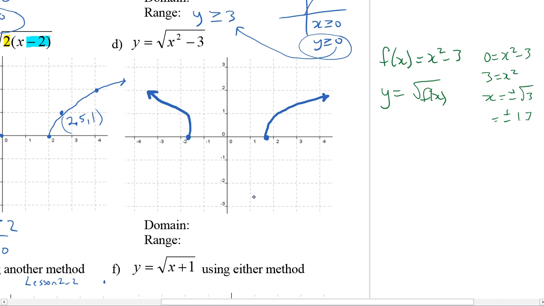The domain in this one, so the x is less than or equal to negative 2, or x is, oh, not negative 2, it's the square root of 3, isn't it? So x is less than or equal to the negative square root of 3, or x is greater than or equal to the square root of 3. And the range will be y is greater than or equal to 0.